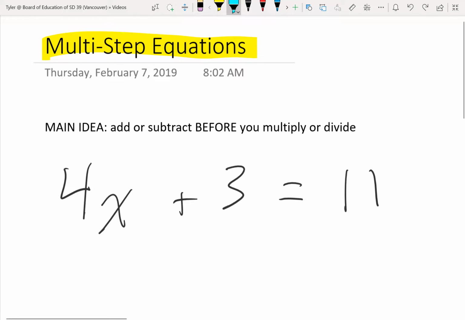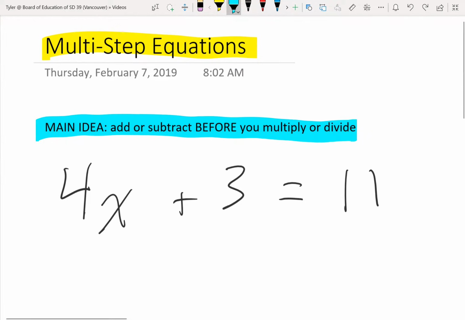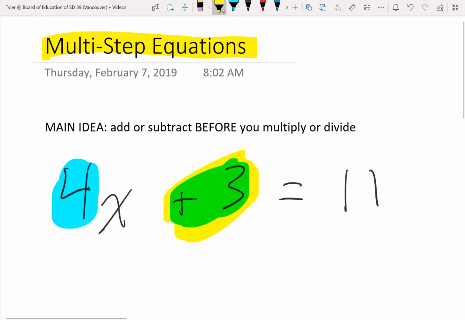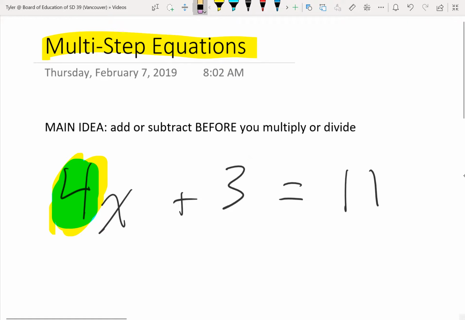So I want to teach you the main idea, so how you can do it pretty quick, but I want to explain why we do it that way. So the main learning is that when we have a choice of should we get rid of this 4 first or should we get rid of this 3 first, we are going to do the 3 first because it is adding or subtracting. The 4 is multiplying, so we'll do it last. I want to show you why that is so you can understand what's going on.